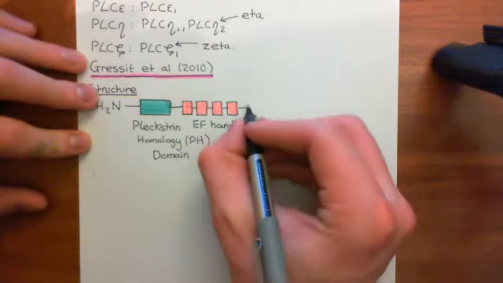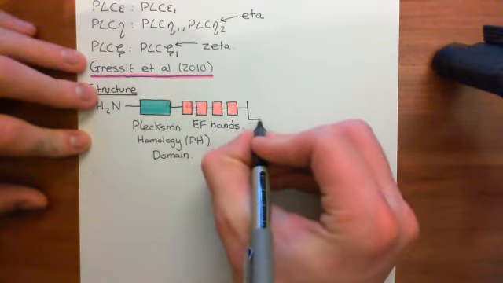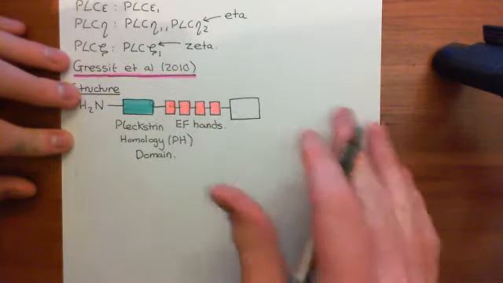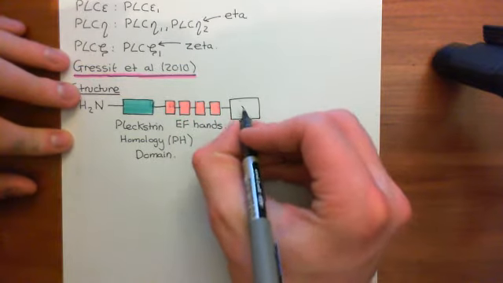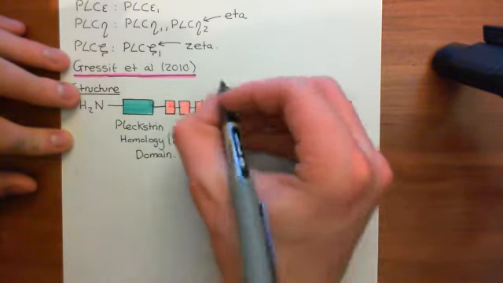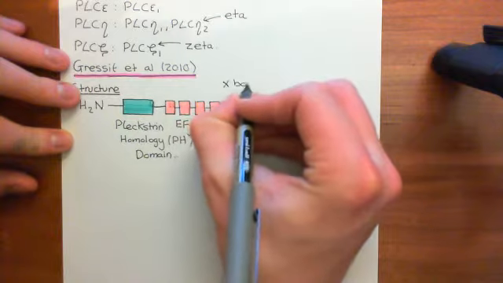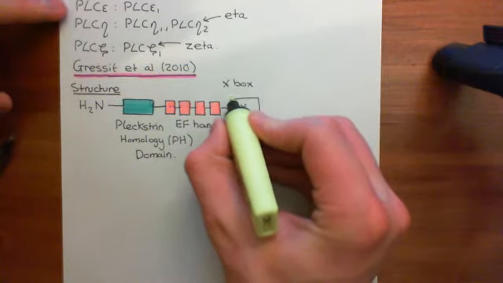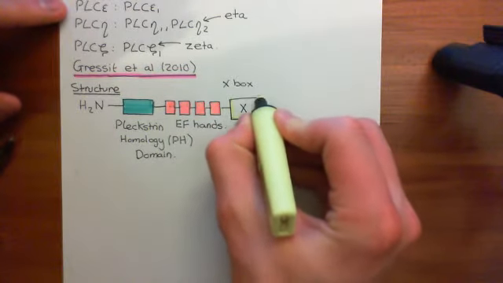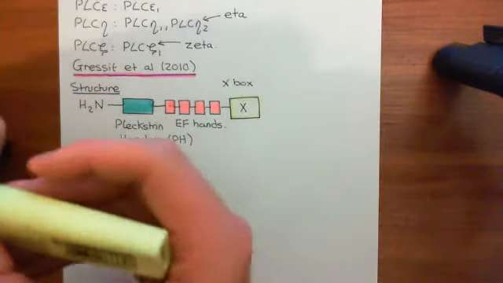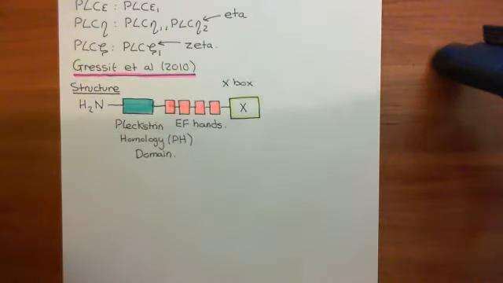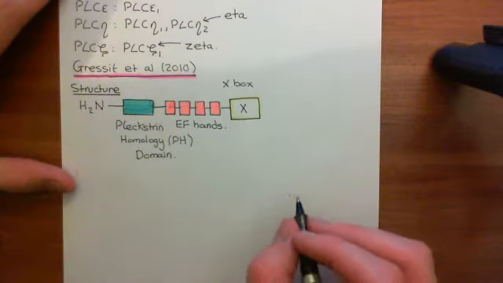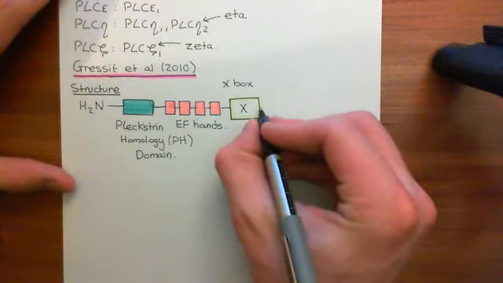Next up, we have a very important domain, which is going to form part of the catalytic domain. I'm going to have to be careful because I'm going to run out of space. So the next domain is known as the X box. This is going to be involved in forming something known as a TIM-like barrel domain, which we'll come on to in a moment, which is going to form the catalytic core that catalyzes the reaction, i.e. the breakdown of phosphatidylinositol 4,5-bisphosphate into diacylglycerol and IP3.